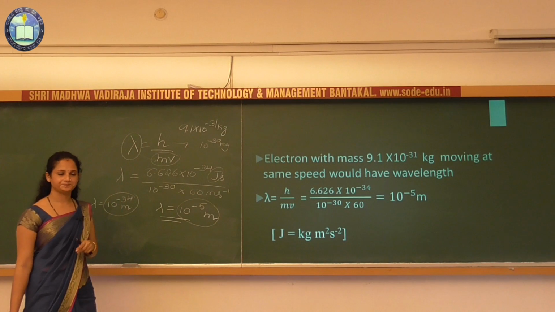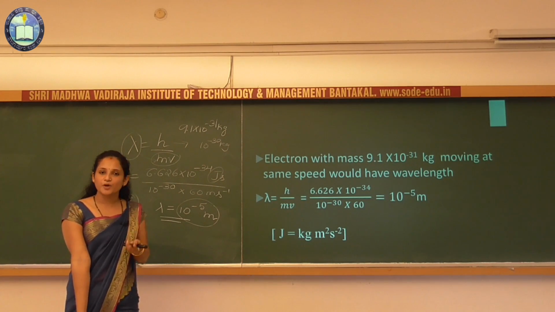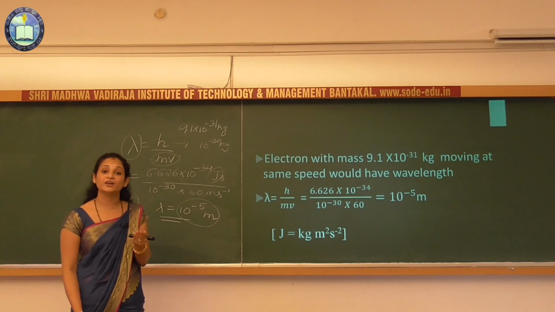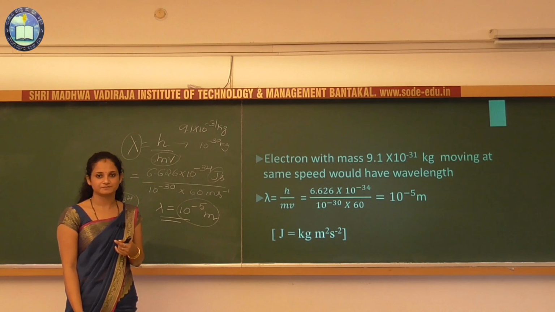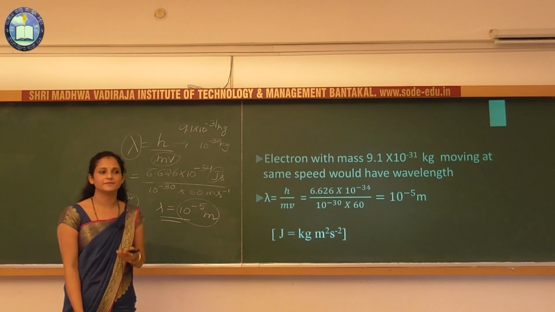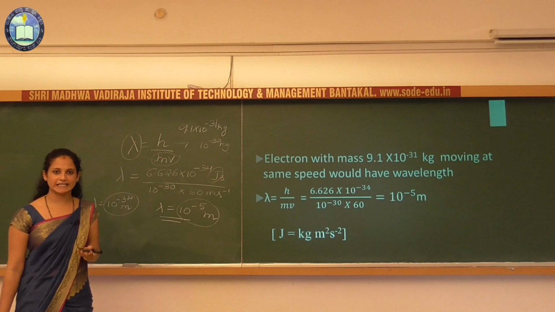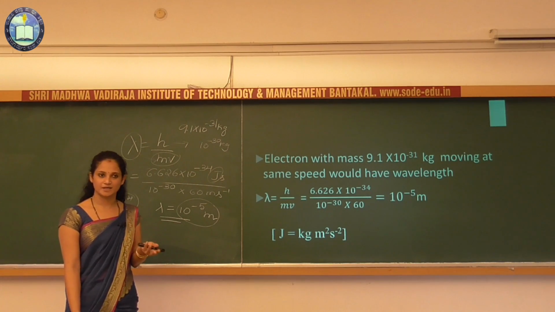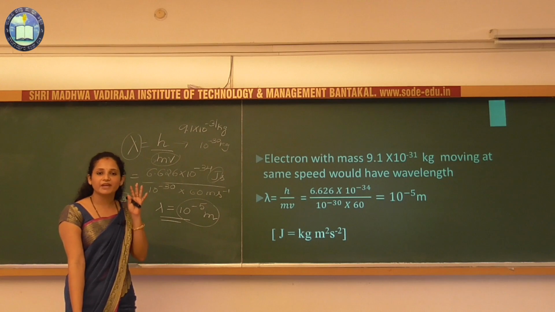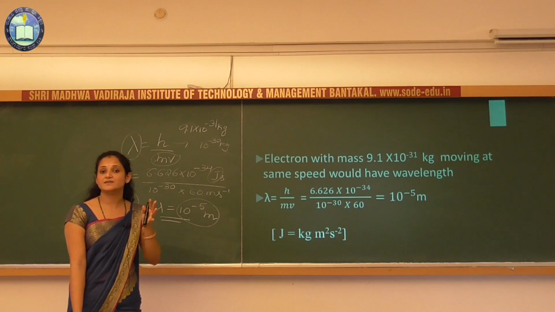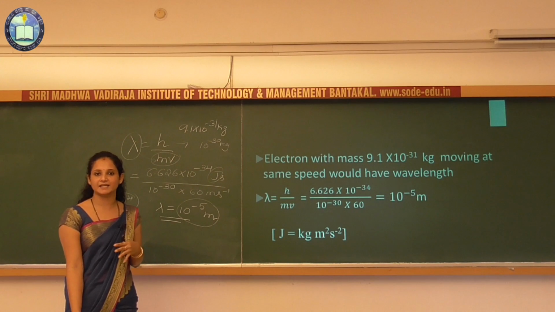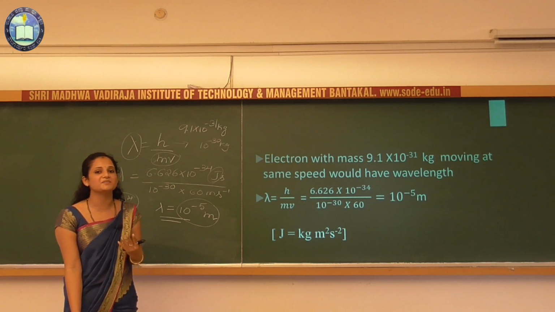So that's why de Broglie's relation has no significance for macroscopic objects. We come across bigger objects in our daily life, like a moving bus or a moving car. But the wave properties of these bigger objects cannot be identified easily because of their large mass.